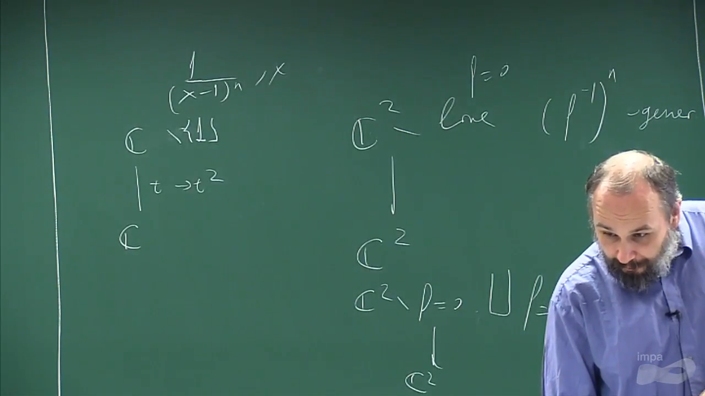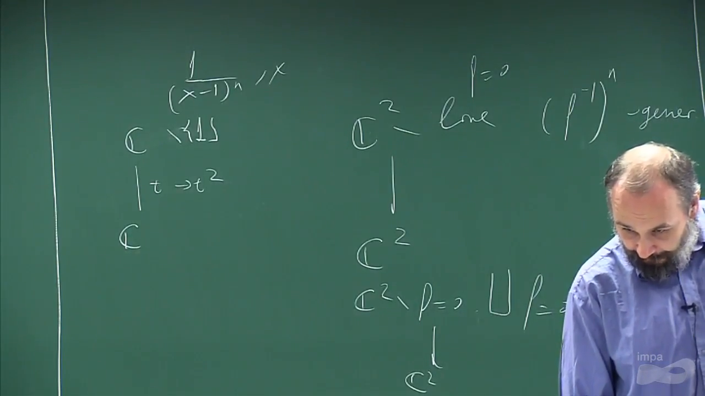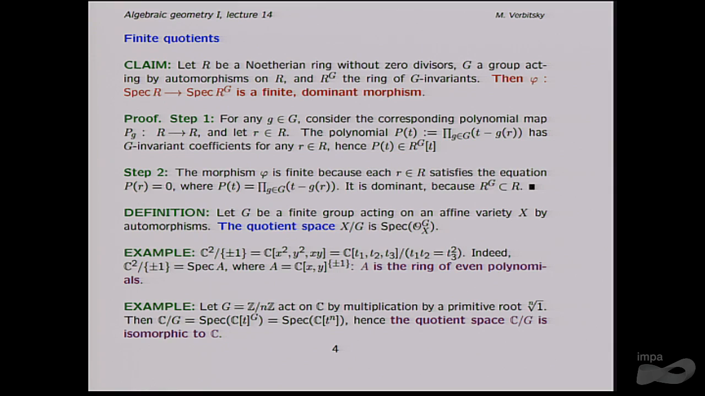So this was about dominant finite morphisms. So surjectivity is not enough for finiteness. Finiteness is a stronger condition. Thank you very much for this question.